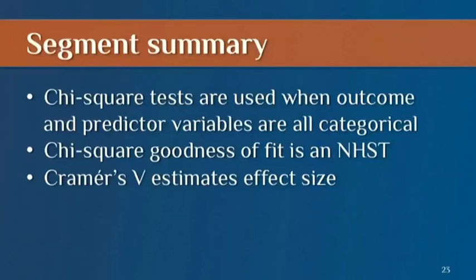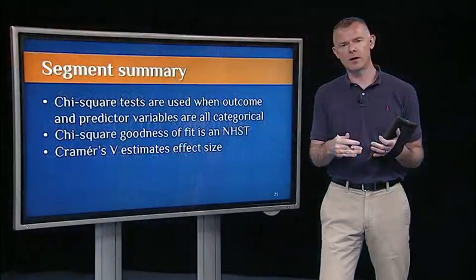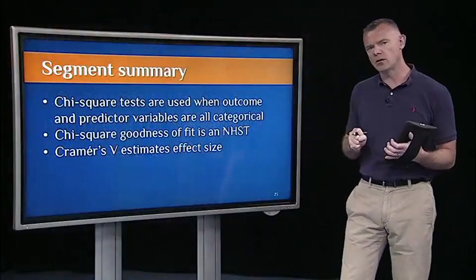So to wrap up this segment, chi-square tests are used when we have a categorical outcome variable as well as categorical predictor variables. The chi-square goodness of fit statistic is an NHST, so we want to supplement that with an estimate of effect size. The way to do that in chi-square is Cramer's V or Cramer's phi.